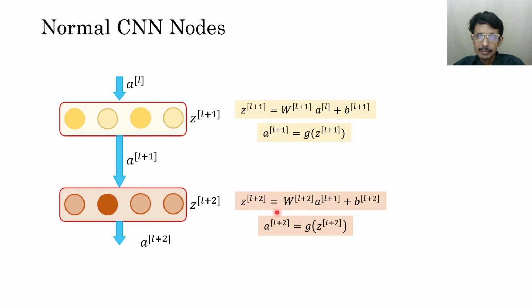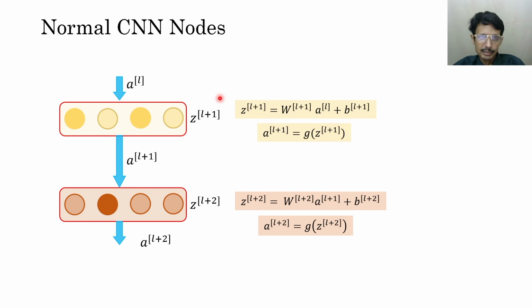Similarly, Z^(L+2) is W^(L+2) times A^(L+1) plus B^(L+2), as normal. That is our normal neural network equation, and we apply the nonlinearity over this and get it.